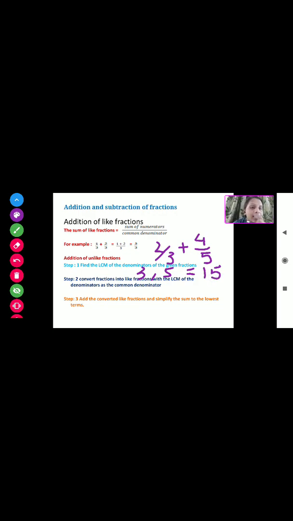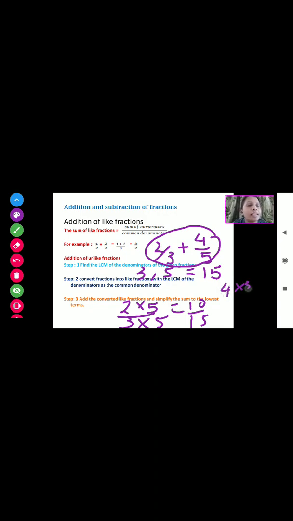Now the second step, convert fractions into like fractions. So we have to convert both fractions into like fractions. We will do it like this. We want to convert to 15, so we will multiply by 5. So 10 by 15, and for this one, 4 by 5, we multiply by 3 on top and bottom. So it will be 12 by 15.